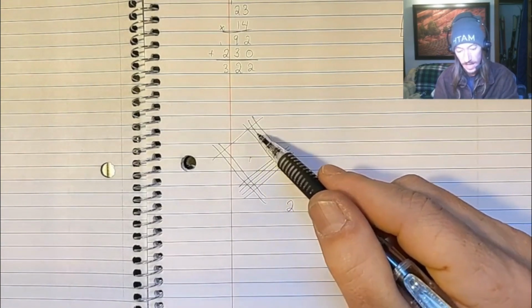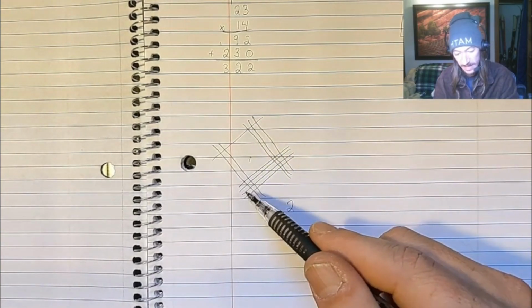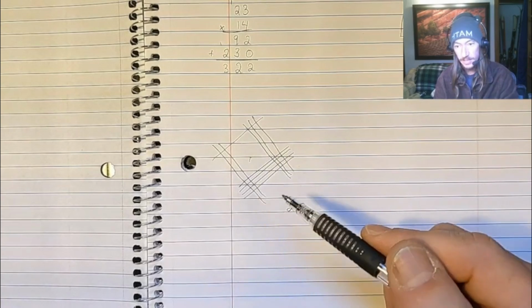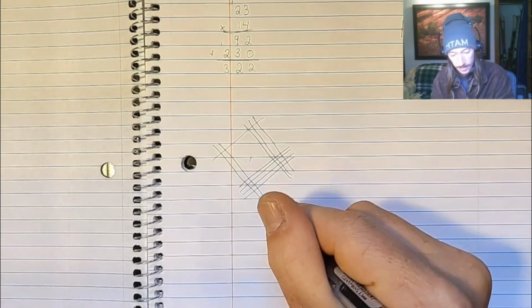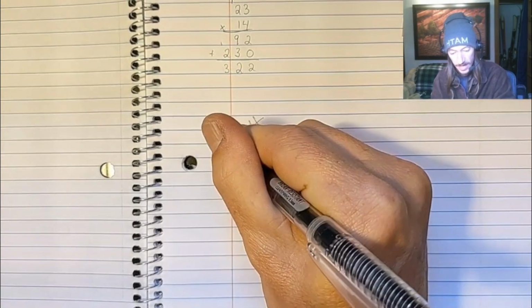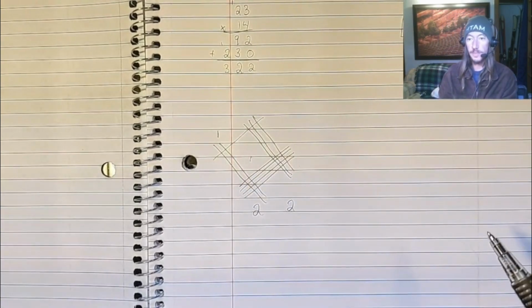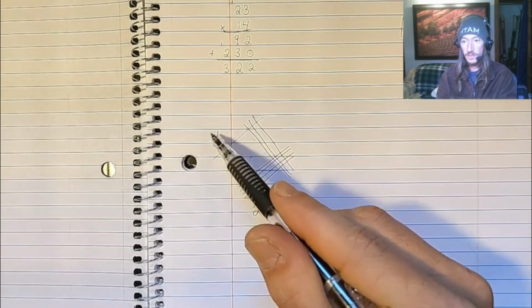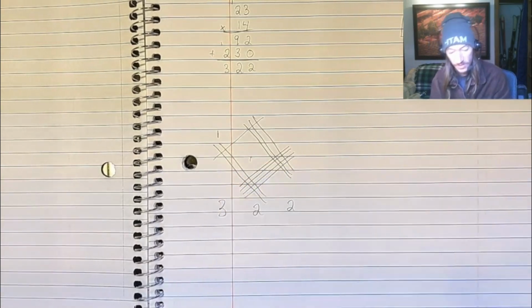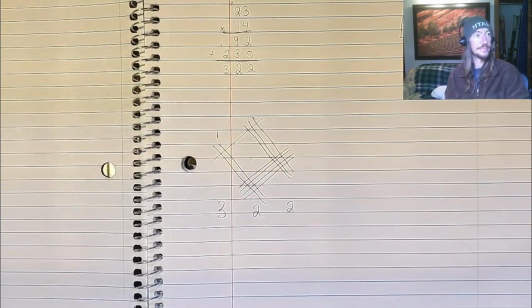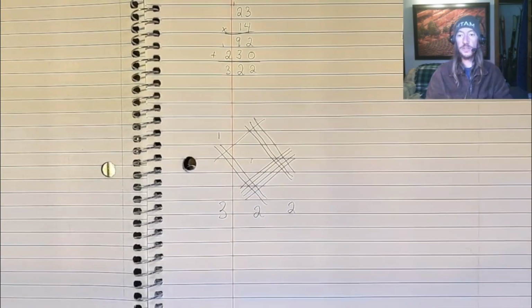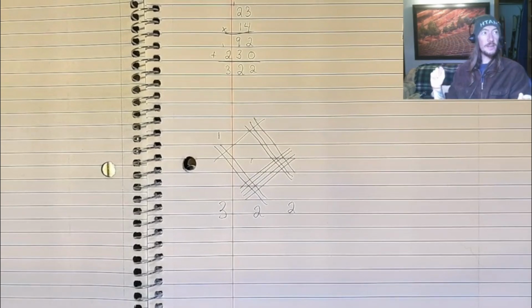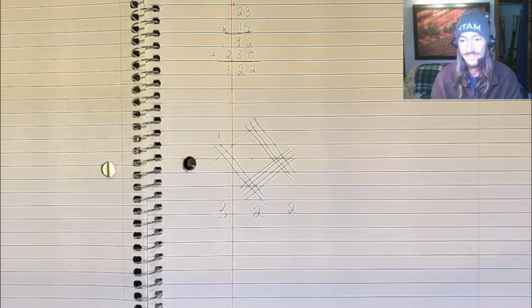So counting the middle column, 1, 2, 3, 4, 5, 6, 7, 8, 9, 10, 11, plus the 1 gets us another 12, carrying the 1 to that far left column now. And there's only 2 intersections here, 1, 2, plus the 1 is 3. All right, same answer, so far so good. That's 2 methods down.